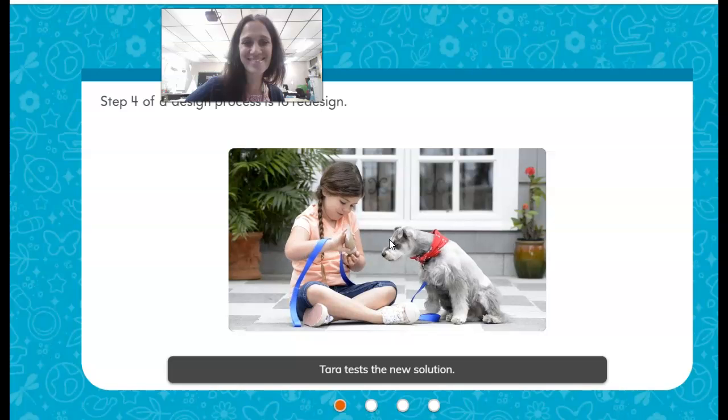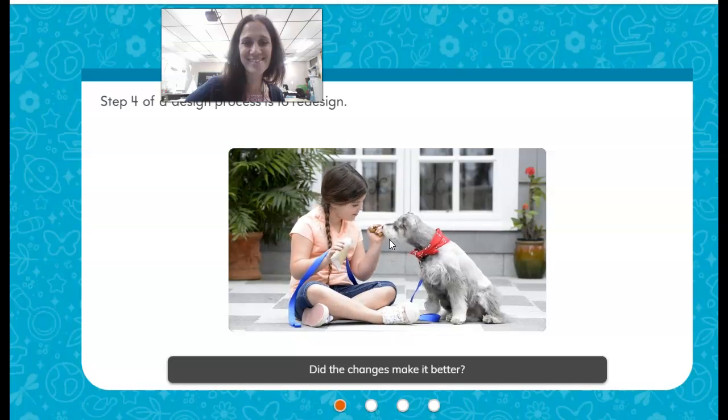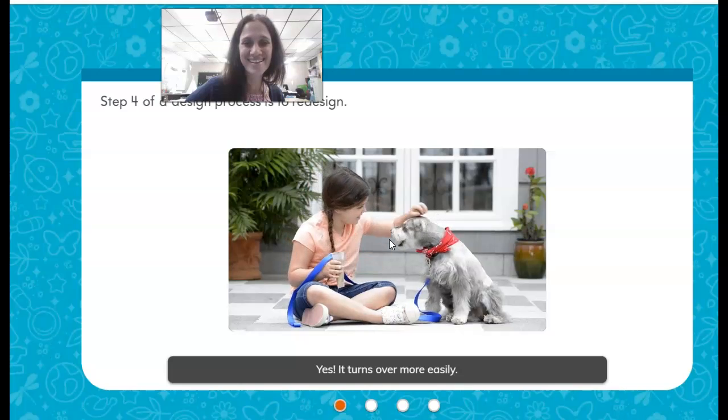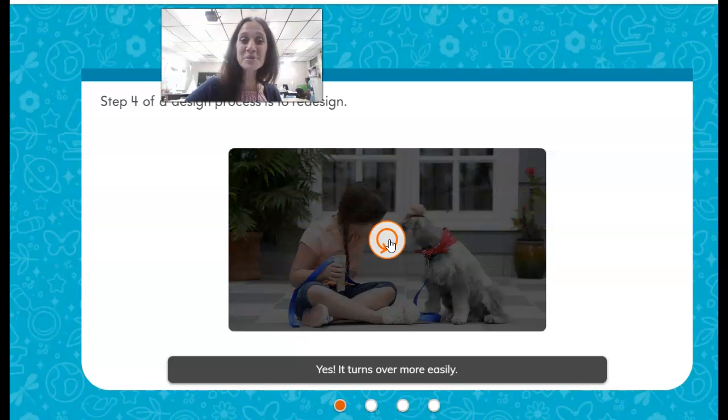Tara tests the new solution. Did the changes make it better? Yes. It turns over more easily. That was a great idea of Tara. She did a super job in step 4.